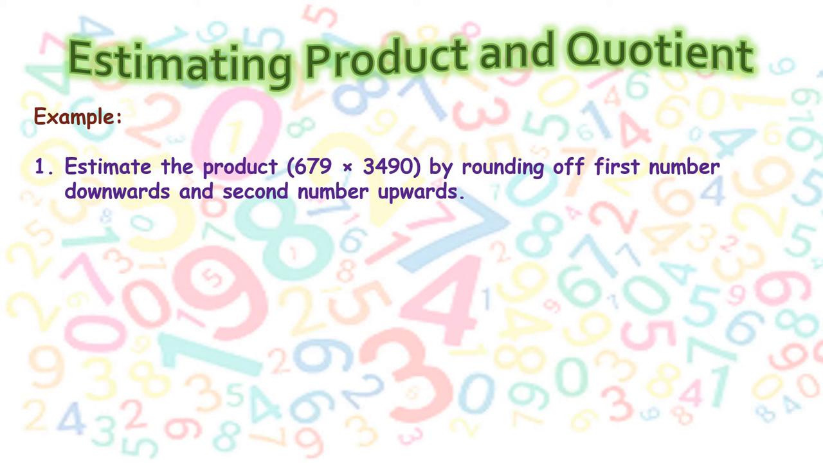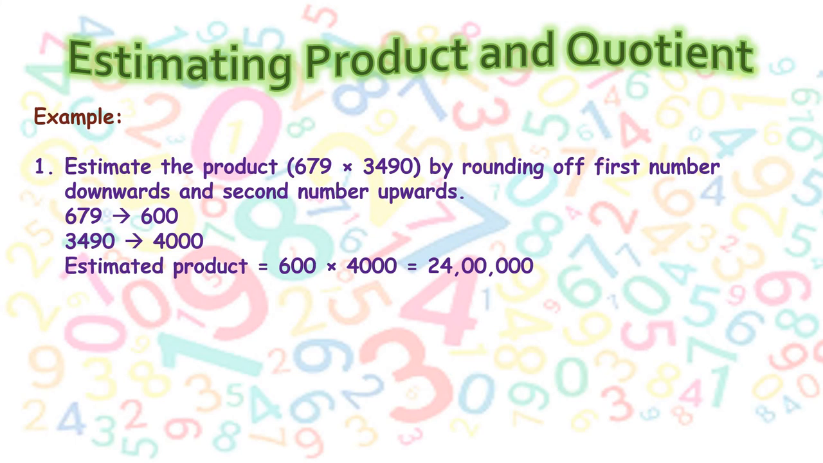Now what does this mean? Downwards means regardless of the digit, at whatever digit concerned, you always make it smaller. And upwards means you always make it larger. So 679 will become 600 because you have to round it off downwards, and 3490 becomes 4000 because you have to round it off upwards. So the estimated product will be 600 into 4000, 24 lakh.